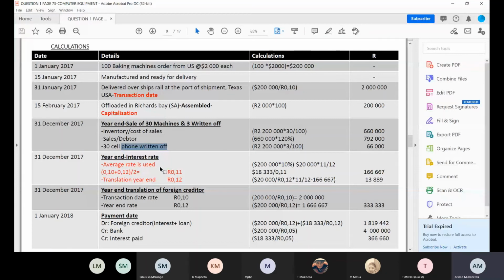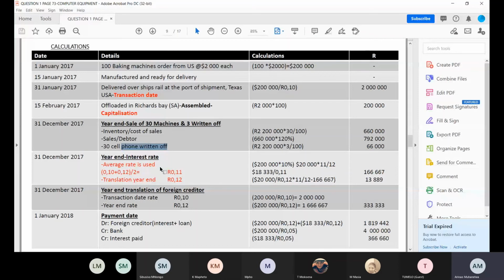So if you take 20,000, you divide it by 0.12, and you multiply by 11 divided by 12, it will give you 166,000. And then if you take 20,000 again, multiply by 11, so there is a gain of 13,889. And our gain is going to reduce our loan.